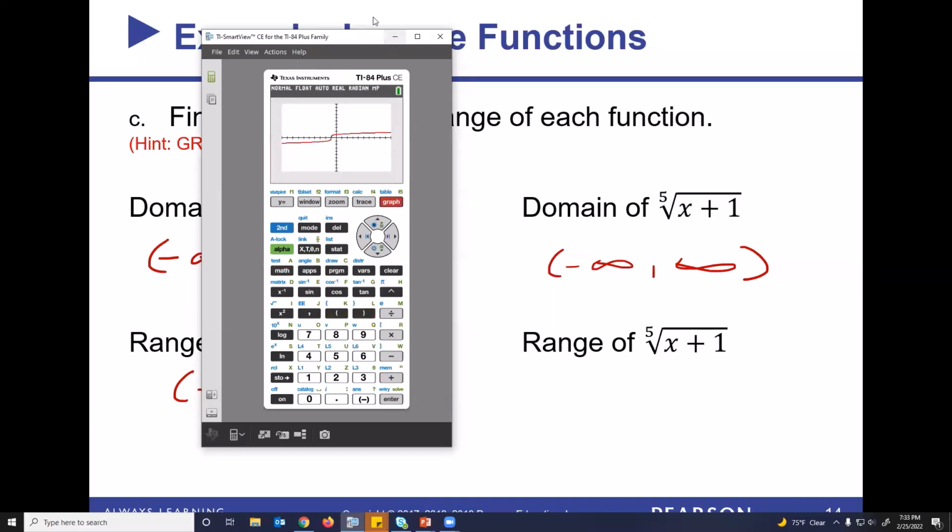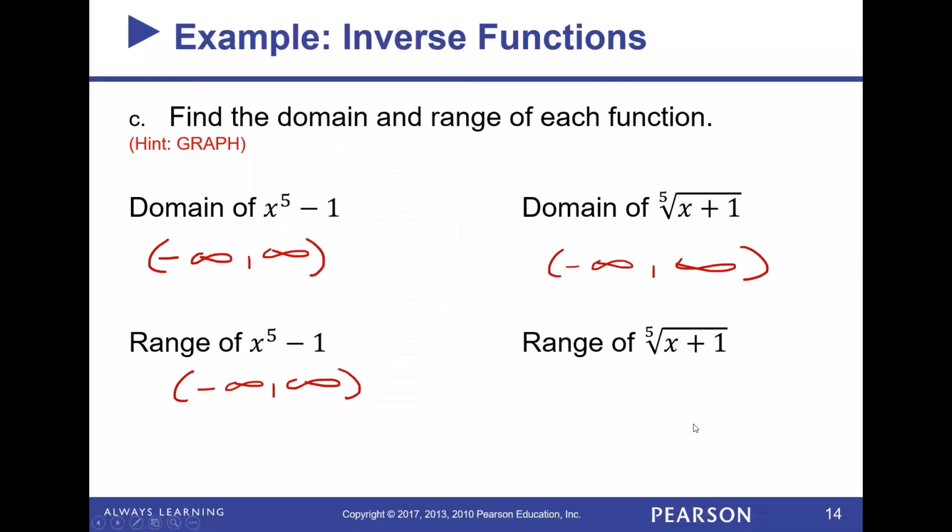Okay, now notice again that this one does go left forever and right forever. It does actually go down and up forever. So again, it's a slow movement there of going down and a slow movement of going up. So again, that is also still going to be all real numbers.